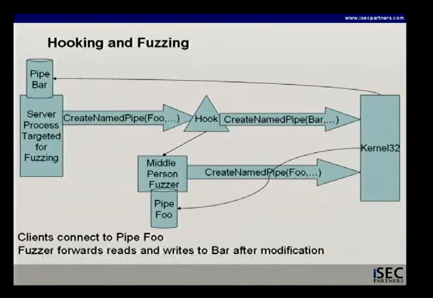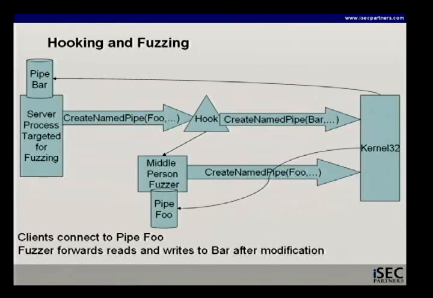I know I passed in foo. If it wants, it can go and look in that buffer and see if it's still called foo. It is. We didn't actually change it. But the client doesn't know that the name of the pipe has changed. And so the client still connects up to foo, and the fuzzer just forwards the reads and writes along to bar. And optionally, it can modify them.